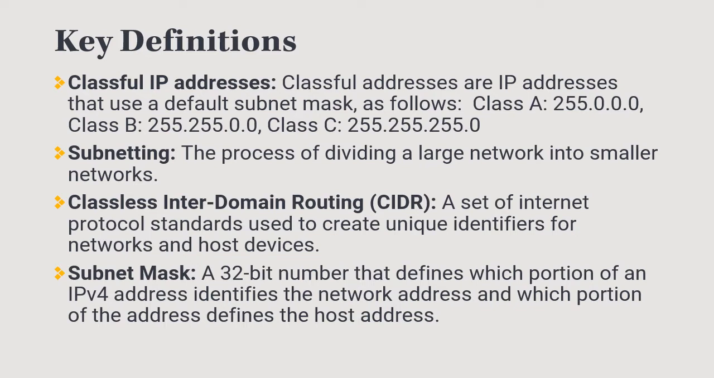IP addressing means that a class A address is going to have the subnet mask 255.0.0.0. A class B IP address is going to have the subnet mask 255.255.0.0. And the class C IP address is going to have the subnet mask 255.255.255.0. We're also going to talk about subnetting.